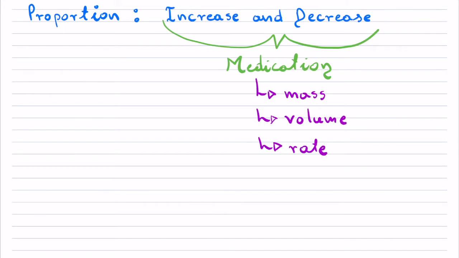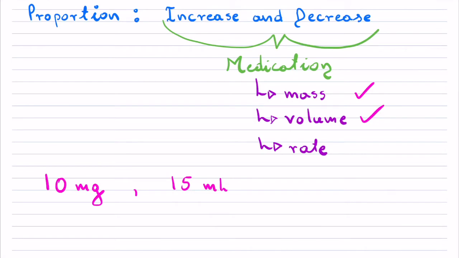Now, medication is pretty much given in the following forms. So you may give medication as a mass. Okay, so for instance, maybe you have, say, 10 milligrams. Okay, you may be giving medication as volume. Okay, so for instance, I'll just change this, so maybe 15 milliliters.